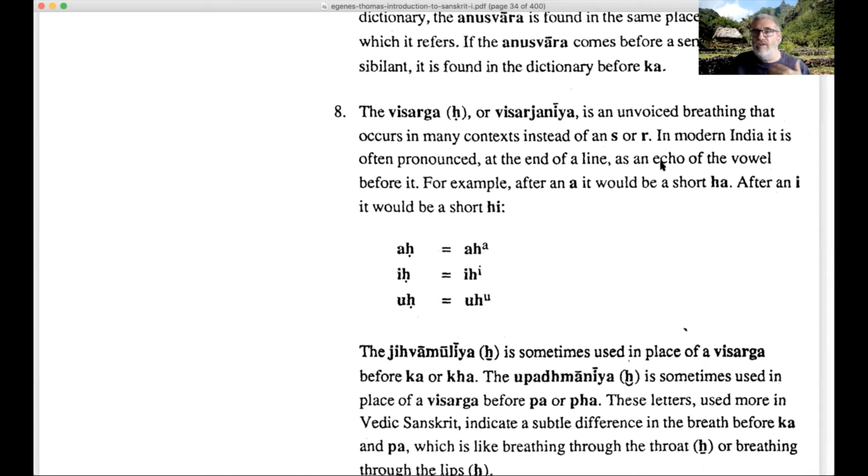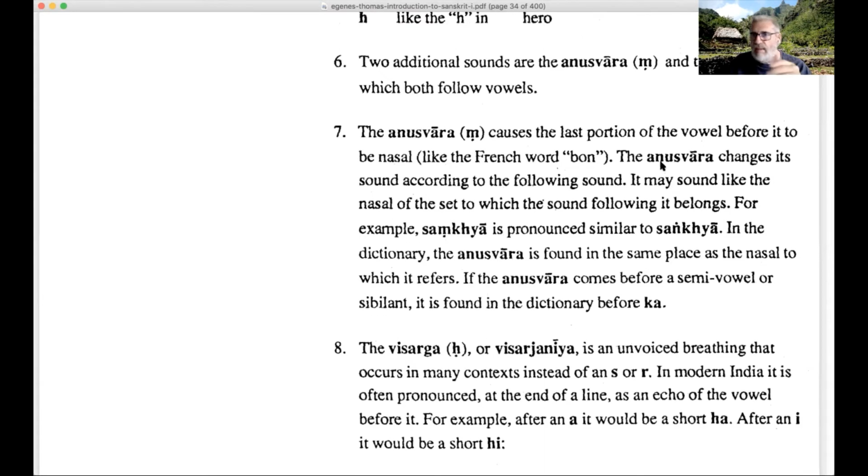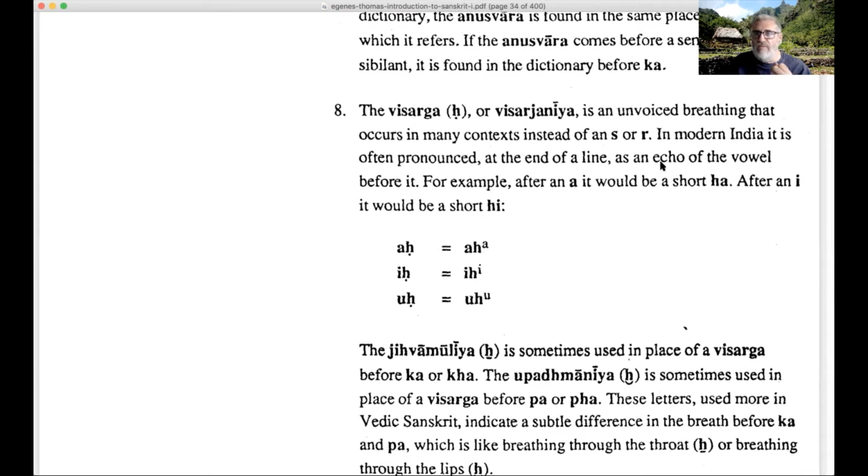Visarga is also called in Sanskrit visarjaniya. It's an H with a dot under it, but it's actually not an H. It's a separate letter called visarga, just like the M with the dot under it is a separate letter called anushwara. This letter is an unvoiced, which means hard, breathing that occurs in many contexts instead of S or R. Sometimes we get the letter S or R at the end of a Sanskrit word, and the next word changes that S or R into a visarga, or sometimes the visarga changes into an S or an R. You don't know about sandhi yet, so don't worry about that too much. He's just saying that visarga is sometimes turned into S or R.